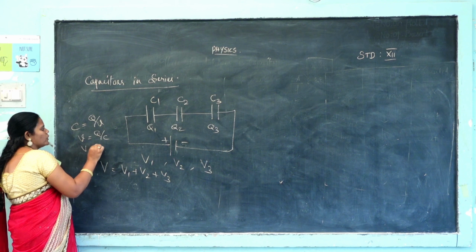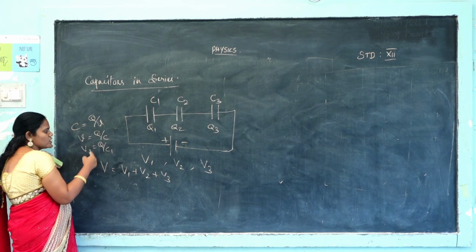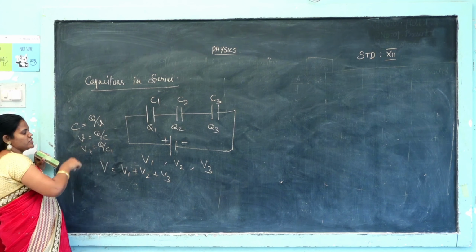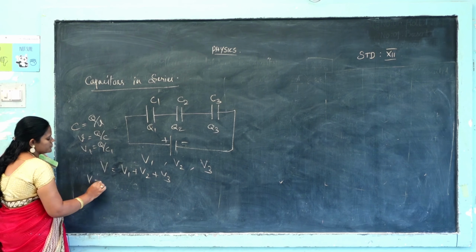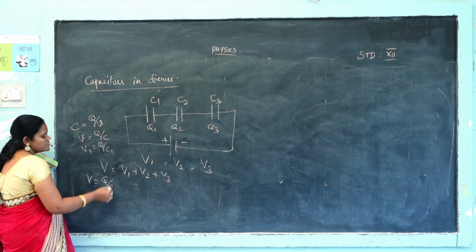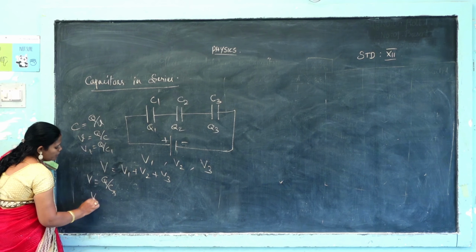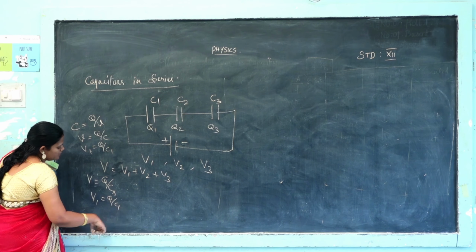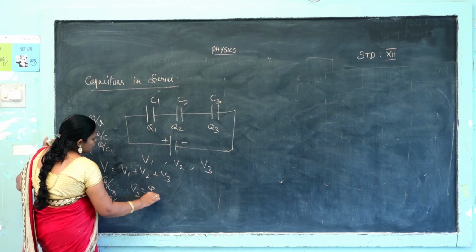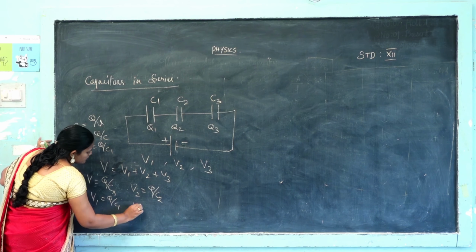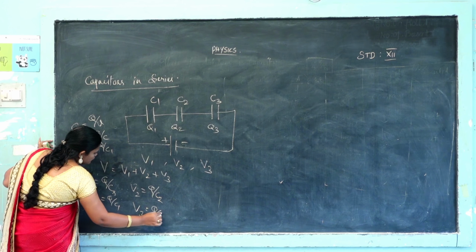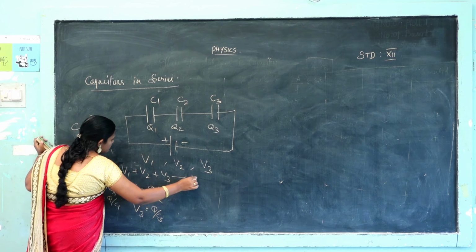So V1 is equal to Q by C1, because Q is constant and only C1 changes. The capacitances are connected in series. So V1 is equal to Q by C1, V2 is equal to Q by C2, and V3 is equal to Q by C3. So substitute all the values in this equation.